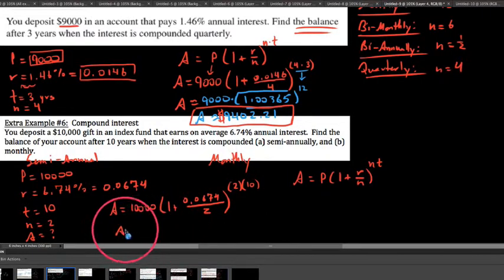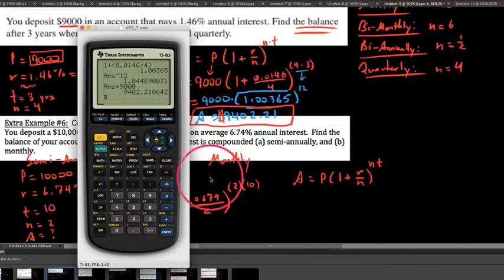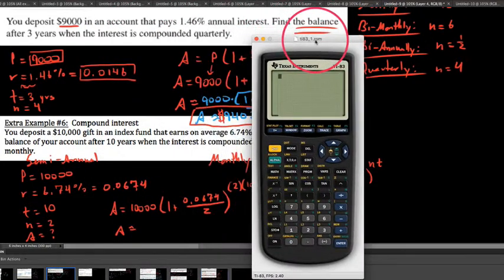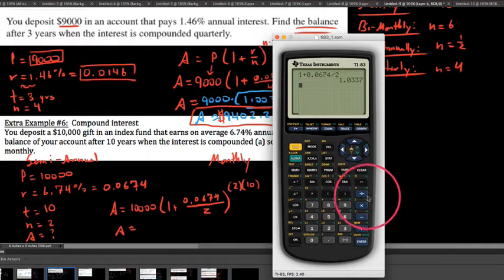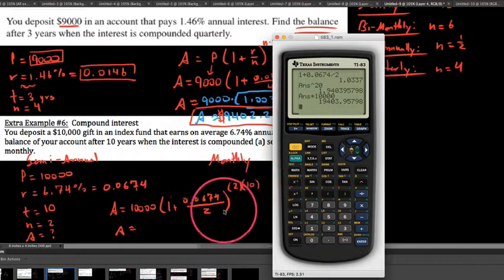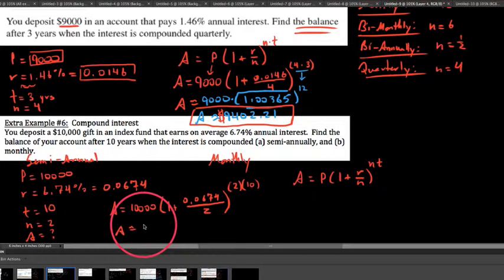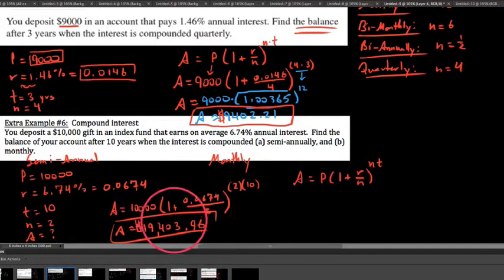Now working all of this out, I'm going to do a lot of calculator work here. We start in the parentheses with 1 plus 0.0674 divided by 2, which gives us our inner quantity. Now we raise this to the power of 2 times 10, which is the power of 20. Then we take that amount times the 10,000 out front, and we get 19403.96. This is approximately how many dollars we would have after 10 years if it compounds semi-annually.